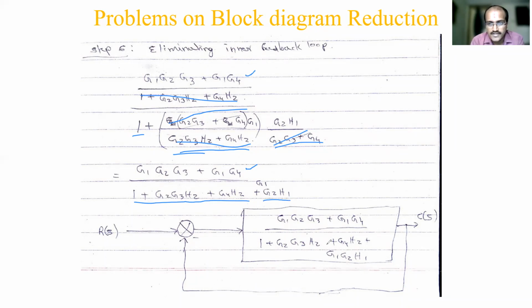So the same thing I have written in the block: G1, G2, G3 plus G1, G4 divided by 1 plus G2, G3, H2 plus G4, H2 plus G1, G2, H1. In a hurry, you may forget this G1. Okay. G1 was not cancelled. Only the inside term was cancelled. That's why don't forget it here, so it may become a complete mistake. Okay. So this is the result now.